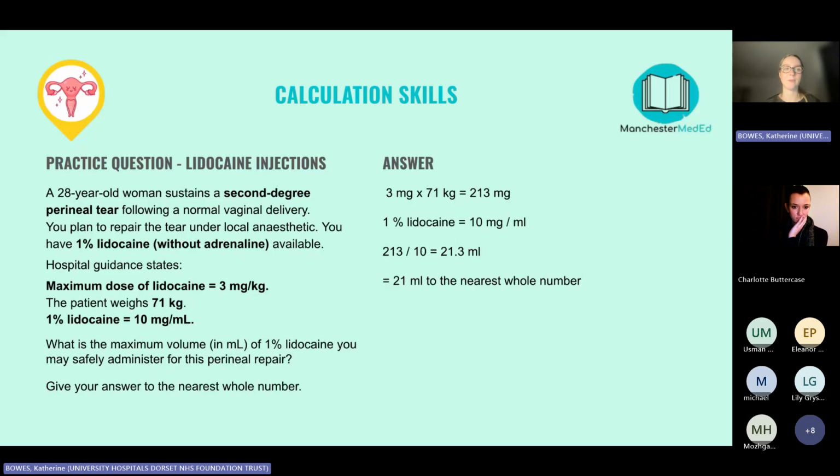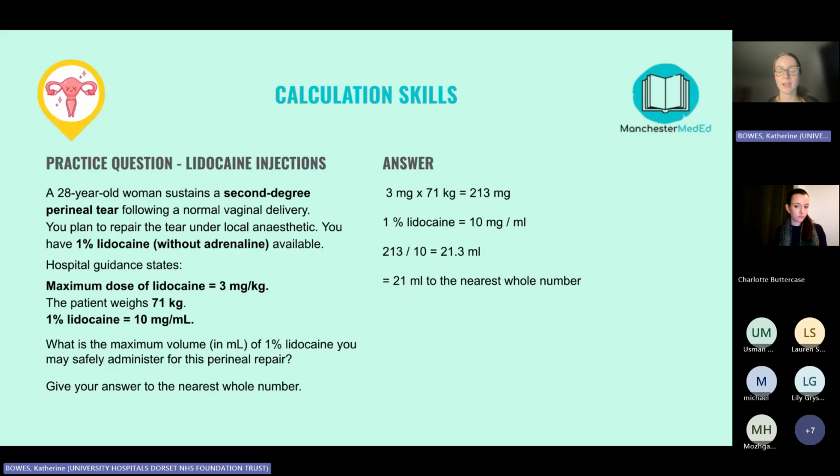All right, so we've got a lady with a 2nd-degree perineal tear following vaginal delivery. Would like to repair the tear under local anaesthetic. Got 1% lidocaine without adrenaline. And this is the hospital guidance. So the max dose is 3 milligrams per kilogram. The patient weighs 71 kilograms. And we know that 1% lidocaine is 10 milligrams per milliliter. So we're asked for the maximum volume that she can be given.